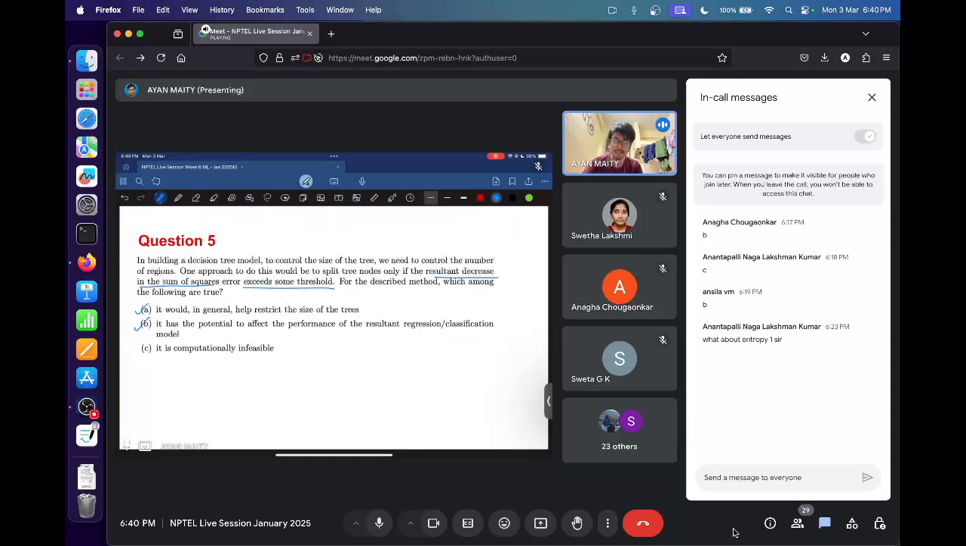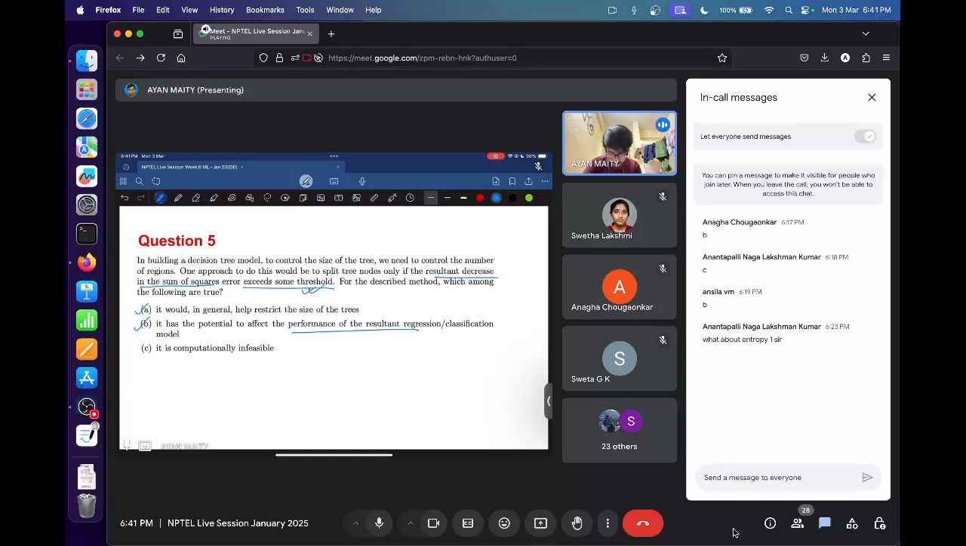But the problem with this method is that it may hamper the performance of the model. If we split each and every node to the point where we have only one class in the leaf node, then the resultant error would be minimum. But in this case, even though the error would be minimized, the decrease does not exceed the threshold, so we are not splitting it. So it would not be able to reduce the error to the minimum, and in some cases it might affect the performance of the resultant regression or classification model. So option B is also correct because of that.